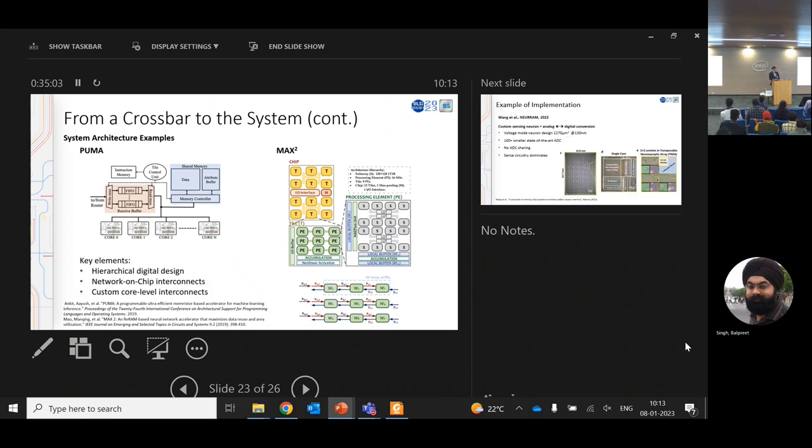So key elements: hierarchical digital design to abstract away the analog things, mostly network-on-chip interconnects or custom core-level interconnects to solve that. This is now an interconnect problem that you have to solve.